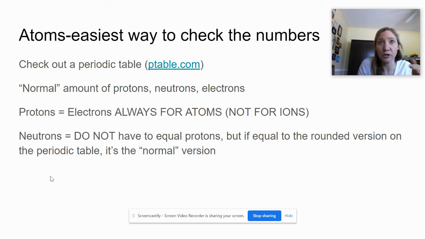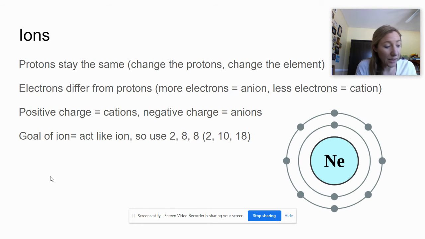If it's an isotope of that version, it's different. So if I had a lithium with mass of 8 instead of mass of 7, then I would say, oh, that's an isotope because it's different than the version on the periodic table. So again, with ions, the protons have to stay the same, otherwise we change the element. Electrons will differ from the protons if it's an ion.